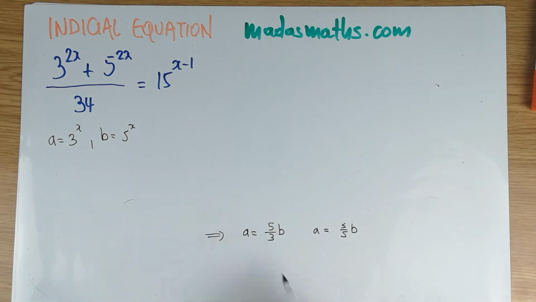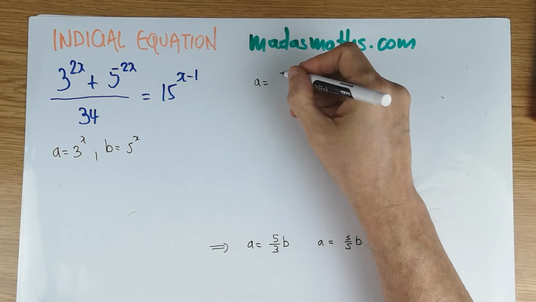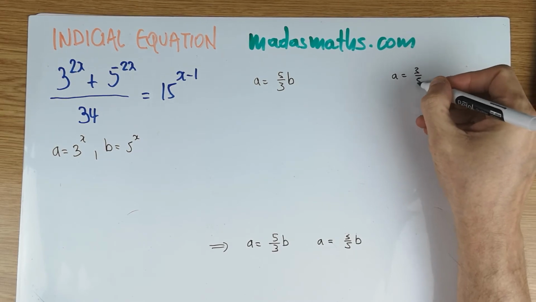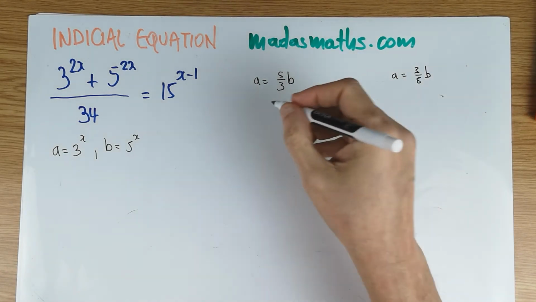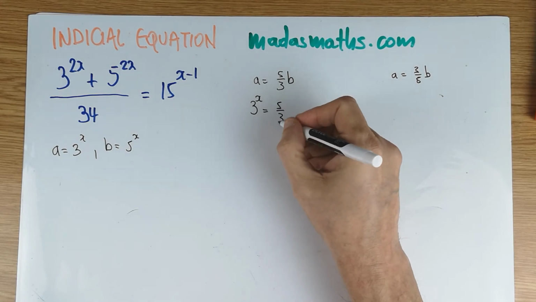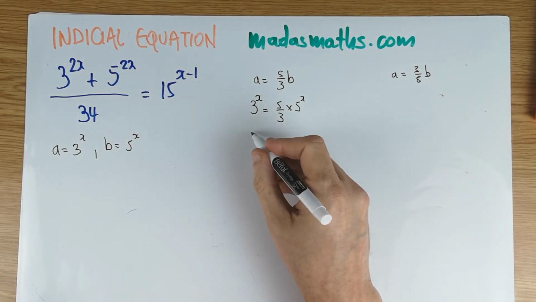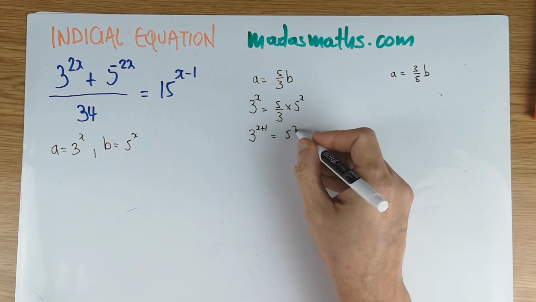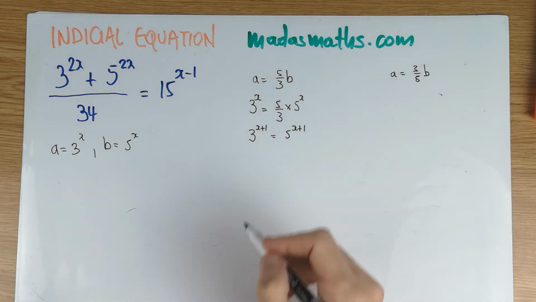So okay, we're going to treat each of them separately. So a is 5/3 of b, and a is 3/5 of b, and we're going to put, of course, what a and b stand for. So the first equation says 3 to the power of x is equal to 5/3 of 5 to the power of x. So if we times across, we're going to get 3 to the x plus 1 is equal to 5 to the x plus 1. And by inspection there, x has to be -1, so they're both to the 0, so they can balance.